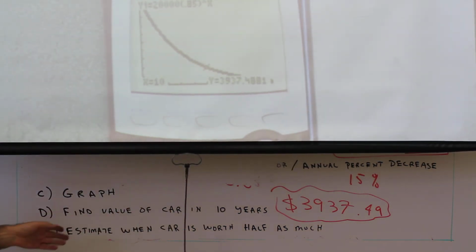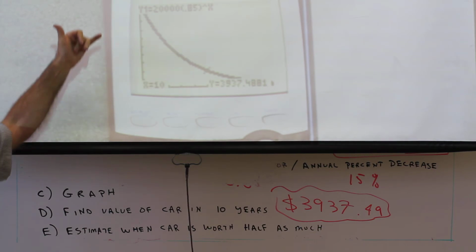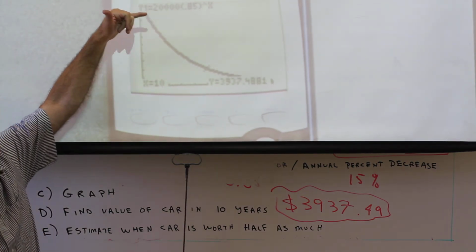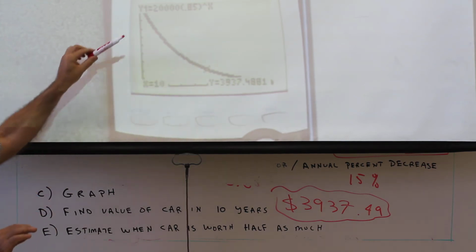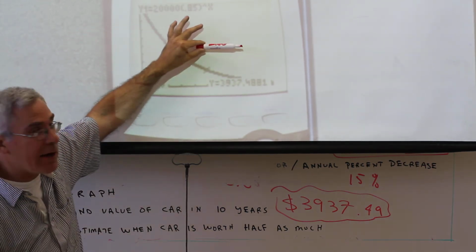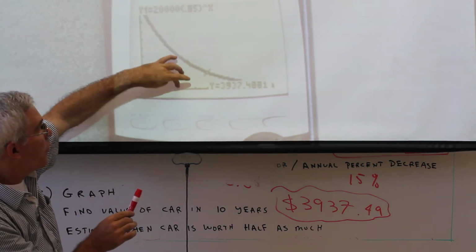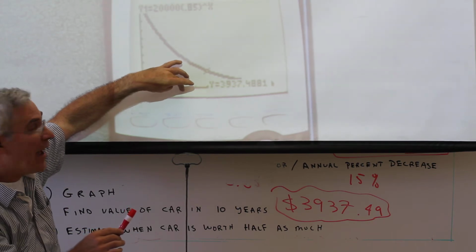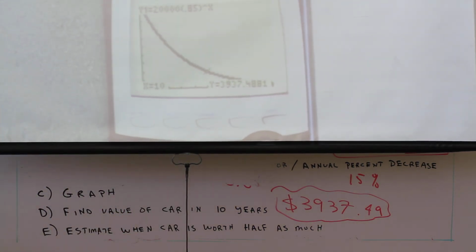And then finally, it says estimate when the car is worth half as much. So we purchased it for $20,000. I want to find when is it worth half as much. So I'm going to do half of 20,000 is 10,000. I'm going to graph the horizontal line, y equals 10,000, find the intersection point, and go down to the time axis and see what the associated time is. So let me do that right now.